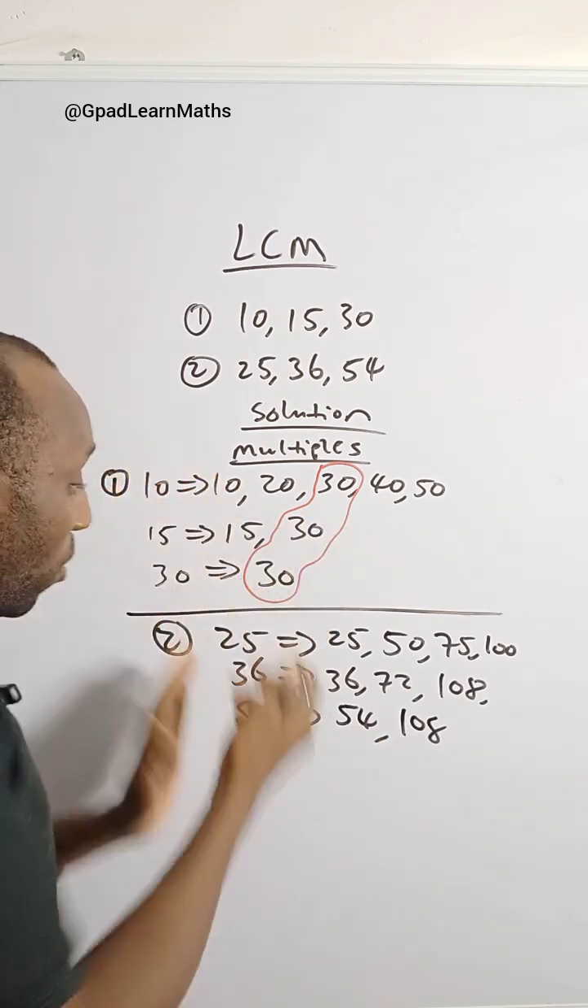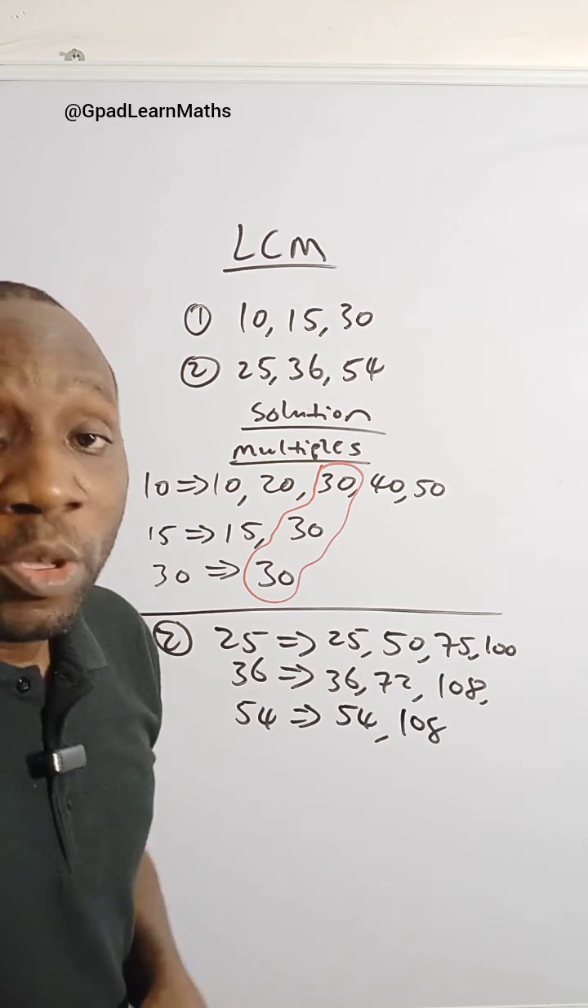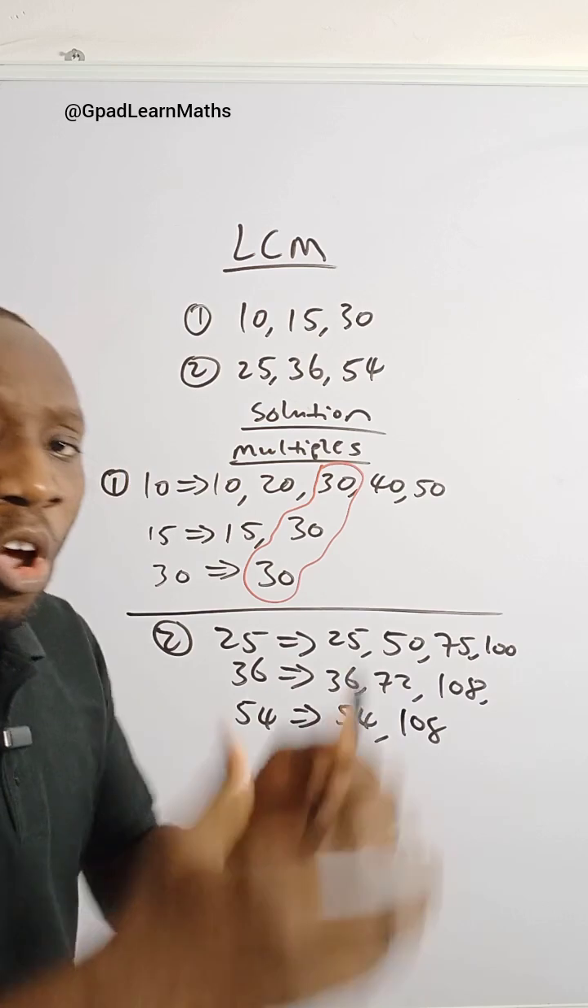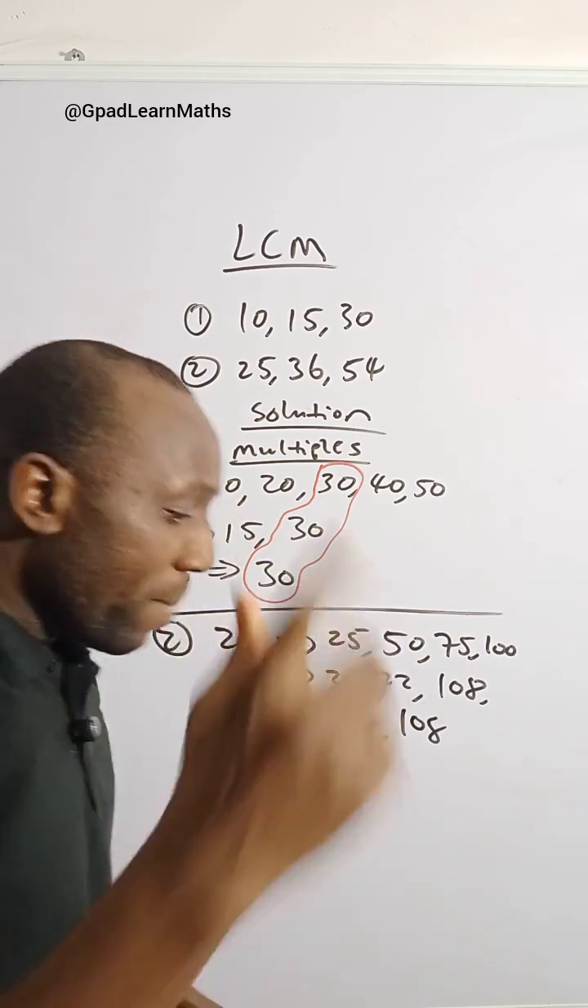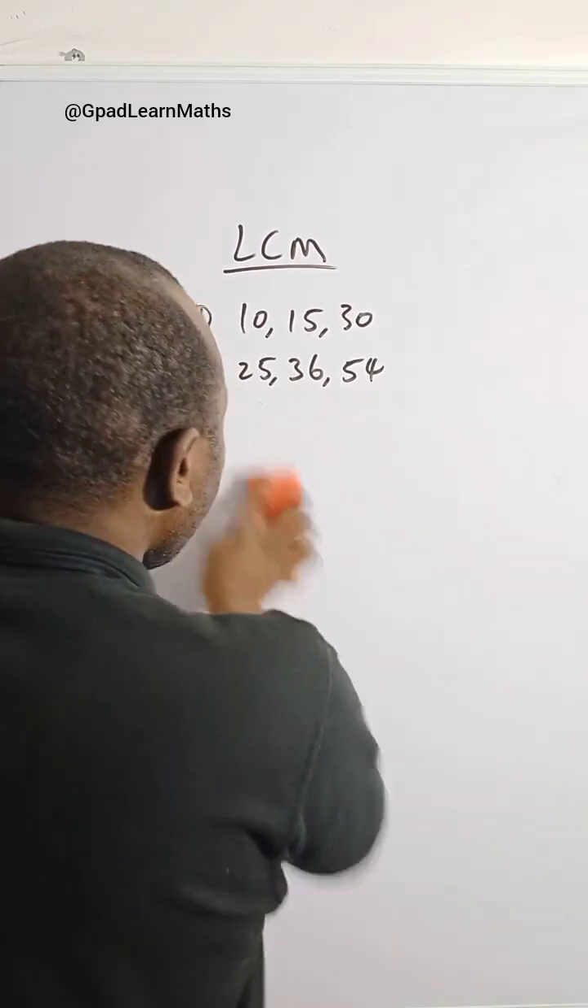It's okay for numbers like this, but for numbers like this, do not try to list the multiples. It will wear you out. So what should you do? You can use prime factorization or the popular tabular method. Let me show you what we can do. Let's quickly use prime factorization.